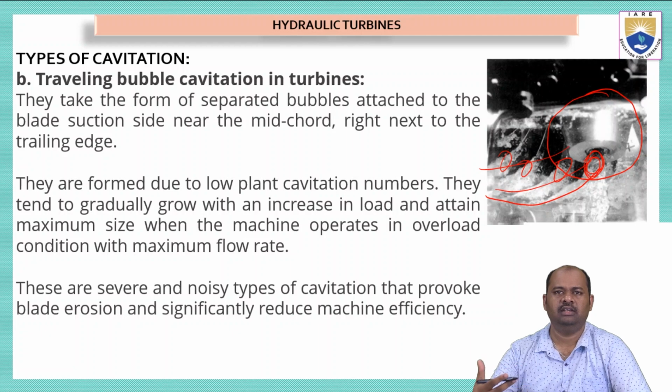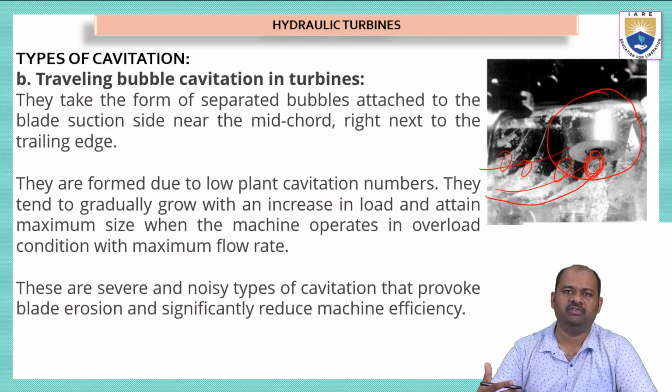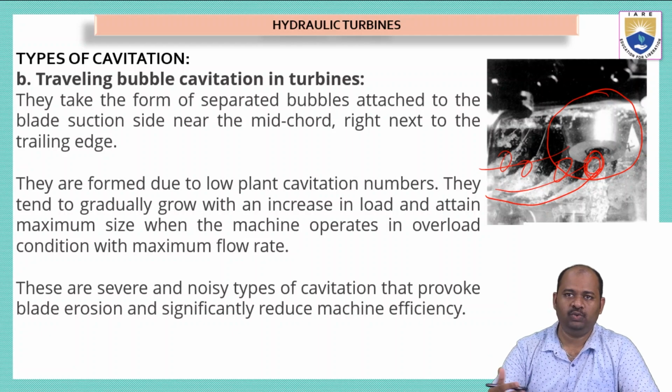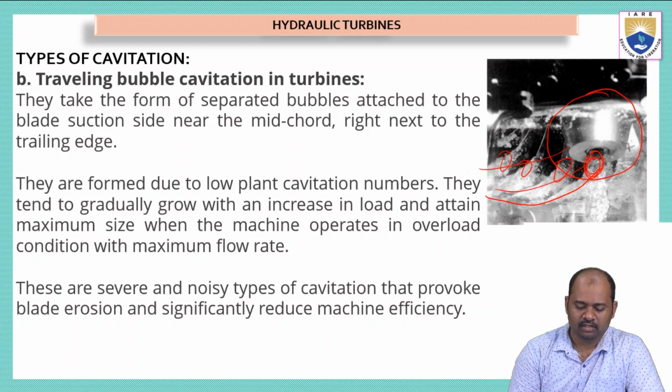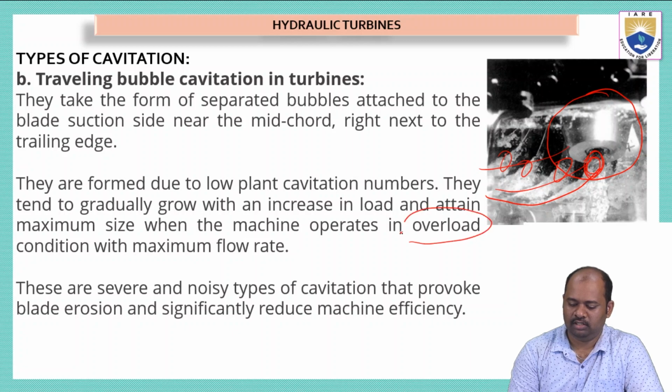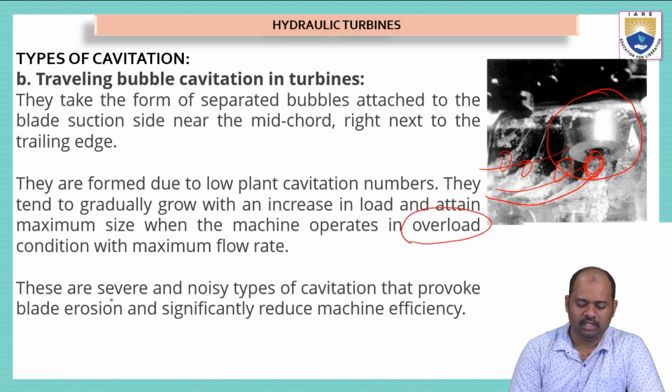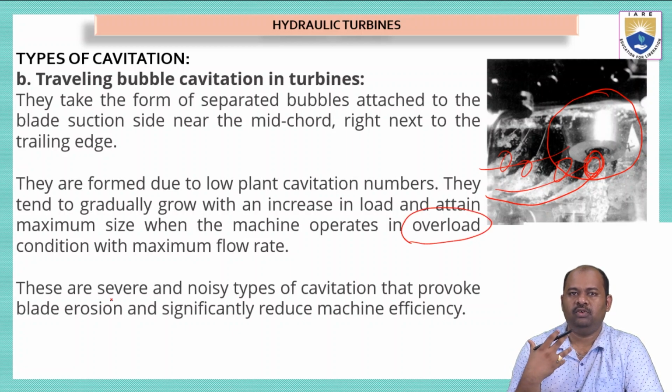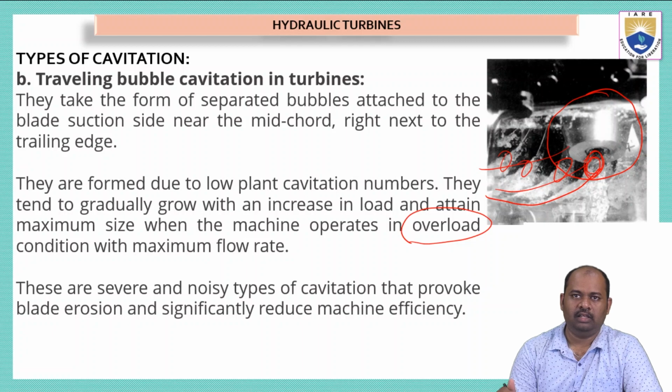So how will these cavitation bubbles form? They will form due to a condition where the turbine is being overloaded. See here, the turbine is being overloaded. That is, the maximum amount of energy is being removed from the turbine. That means we are using the turbine for the production of more electricity. Then we can see this kind of cavitation being developed in the turbine.